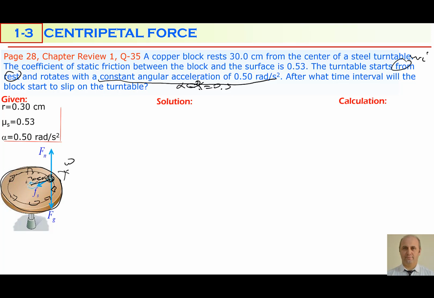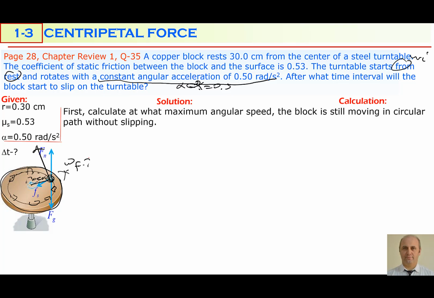But when this turntable starts moving faster and faster, at some critical angular speed of the turntable, this copper block will leave the turntable. So we will find what that maximum final angular speed is. First we should get it. After that we are going to use kinematic equations for calculating how long it takes to reach that angular speed from rest. So delta t is the question, but first we should calculate the maximum angular speed, in fact the final angular speed. So we'll first find that.